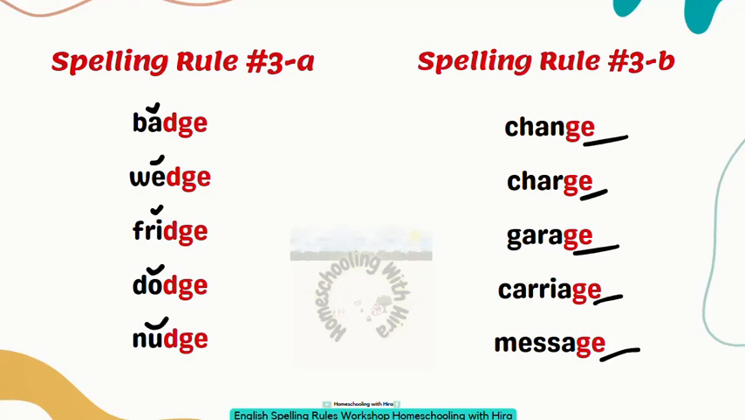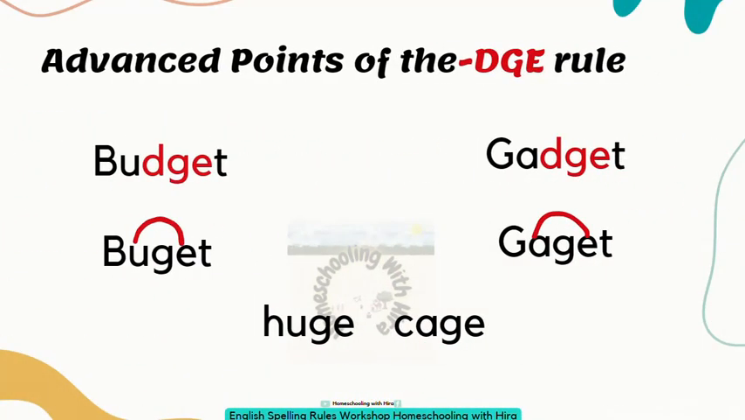Got it? Now let's talk about some words in which DGE is coming in the middle. If you can write the reason for why we have DGE in the middle in budget and gadget, I would love to read your comments. So you need to pause the video here and write the answer. And if you can't guess the reason, let me explain it to you. We write budget with DGE in the middle and gadget with DGE in the middle.